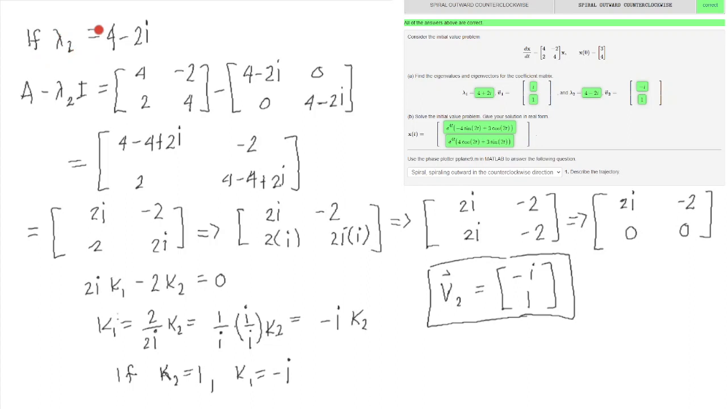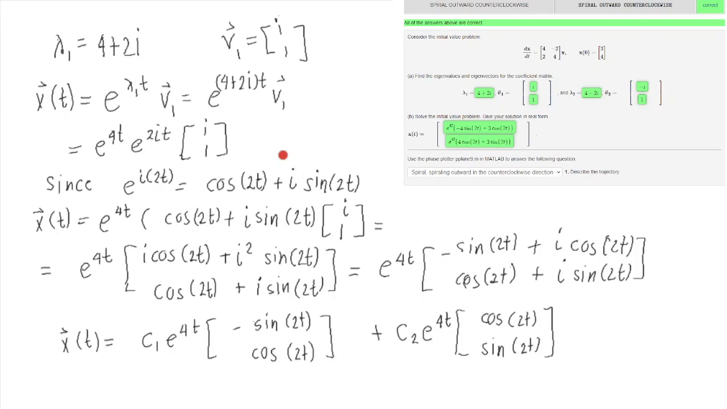Lambda 2 is equal to 4 minus 2i. Now let's substitute using the same process to get the equation of k1 in terms of k2. This is the result, and you can just study this because it's the same as the previous page. Now k1 is equal to negative i k2, and if your k2 is 1, then your k1 is negative i. That's why we have an eigenvector of (negative i, 1). You can check above that it's right. Your eigenvector is this.